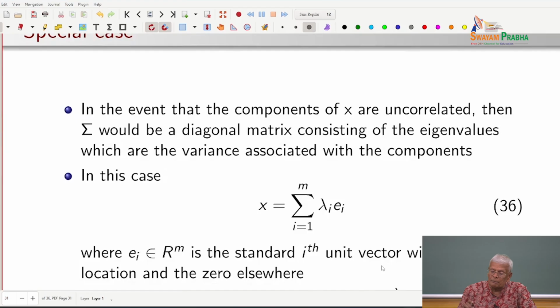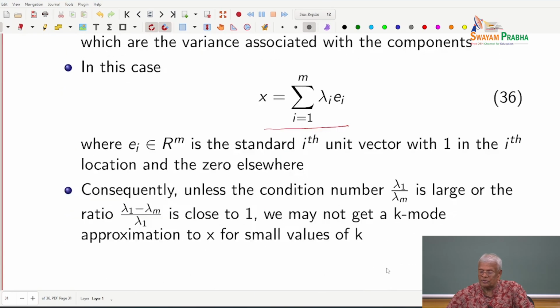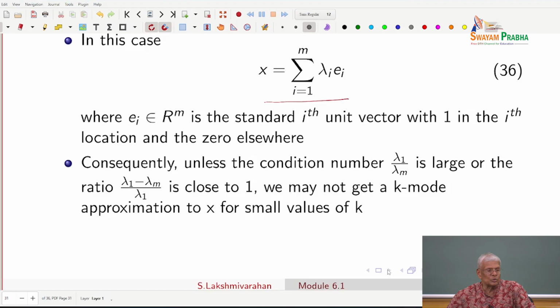In the event the components of x are uncorrelated, that means if the original vector x is uncorrelated, then sigma would be a diagonal matrix consisting of the eigenvalues, which are the variances associated with the components themselves. In this case, x has been expressed in the original basis itself.